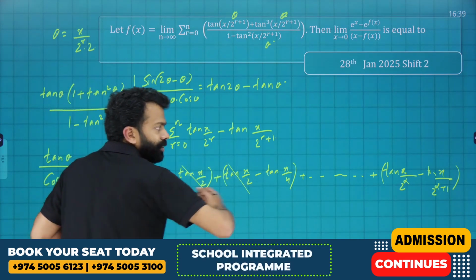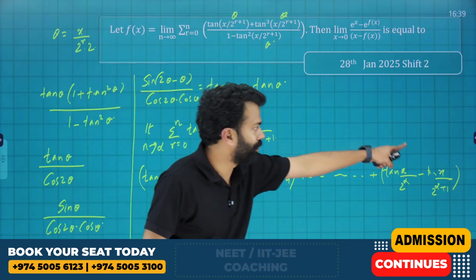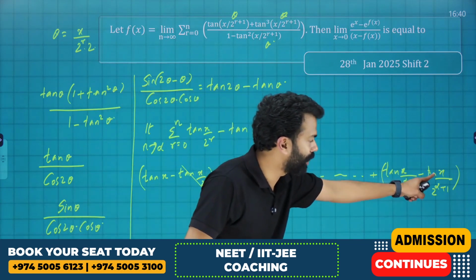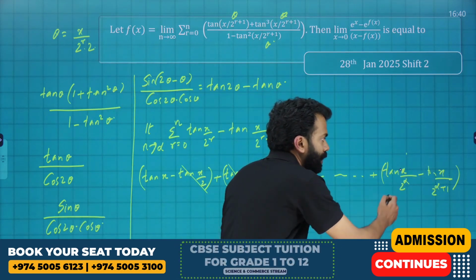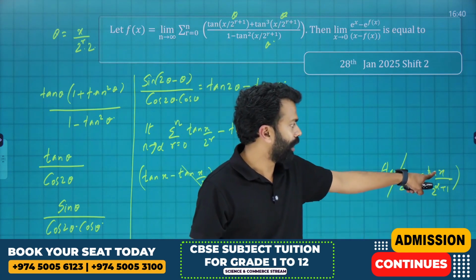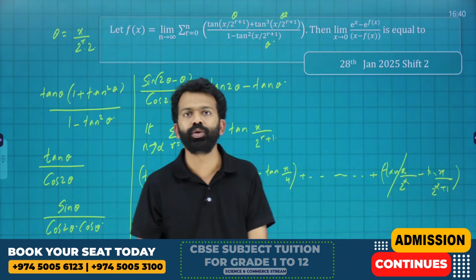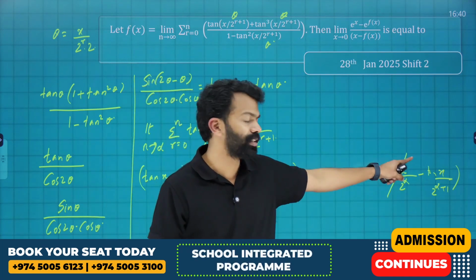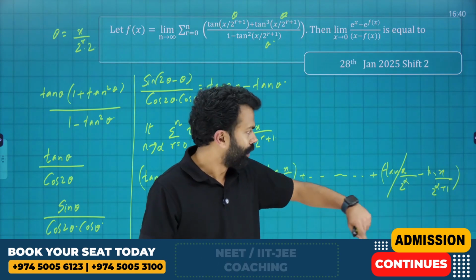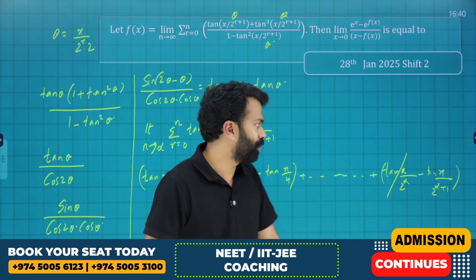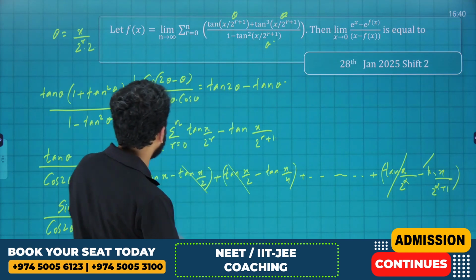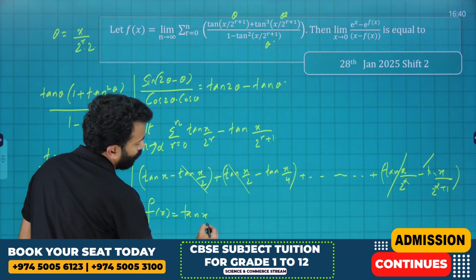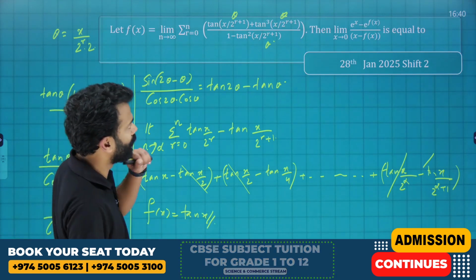So if you apply this extensively, only the first part of the first term and the second part of the last term will remain. This also will get cancelled. What happens here is tan x by 2 raised to infinity plus 1. What is 2 raised to infinity? Infinity. And what is x by infinity? That is 0. What is tan 0? 0. Therefore, this also will get cancelled. So what is the final answer there? That is f of x is equal to tan x. You all got the value of f of x.